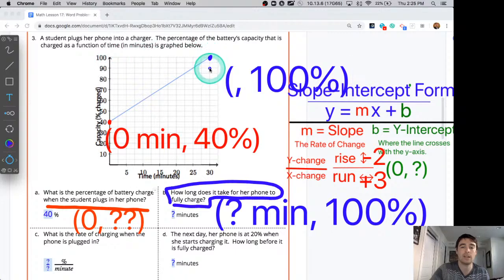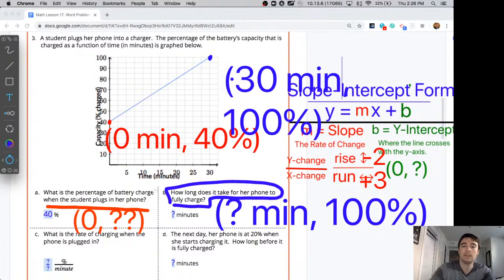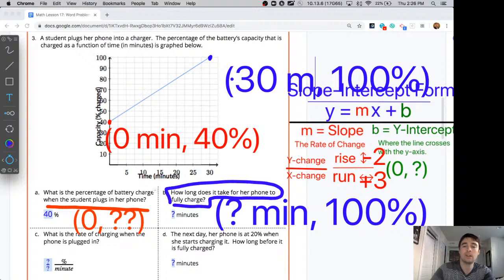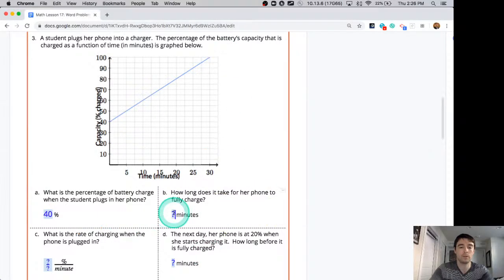And how long did it take? I see that it lines up at the 30 mark. So that tells me for this data point with coordinates 30 and 100, it says, hey, if we charge this phone for 30 minutes, that's when it's going to reach 100%. So how many minutes did it take to fully charge the phone? 30 minutes.